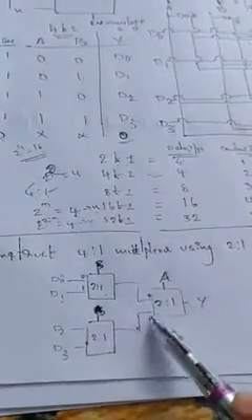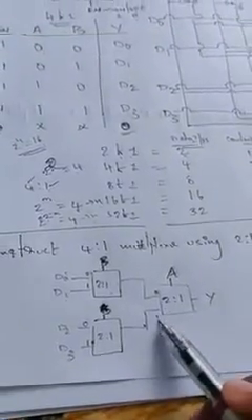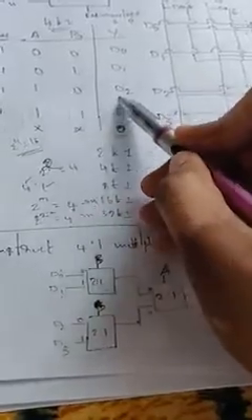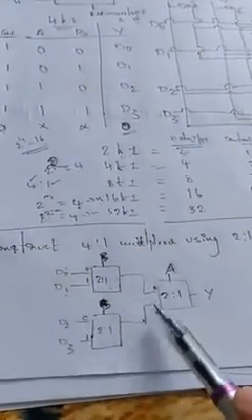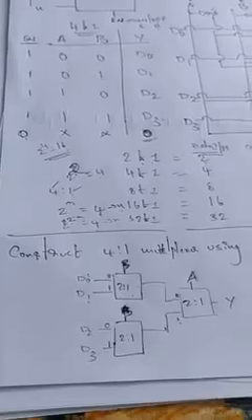When A gets 1, it concentrates on the lower multiplexer. This will be 0, this will be 1. When A is 1, B is 0, it will be D2. When A is 1, B is 1, it will concentrate on D3. Getting?